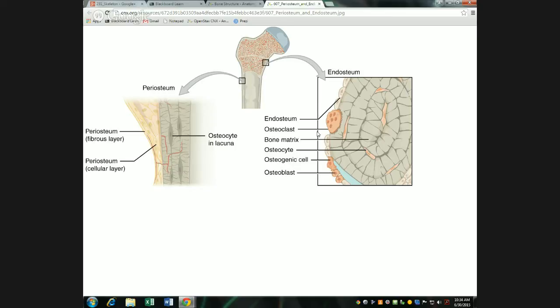The mineral storage aspect of bone function is only useful if, while we can store stuff in the bone, we can also take it out. So osteoblasts store the calcium, osteoclasts release it when we need it. And they kind of play two sides of that process.